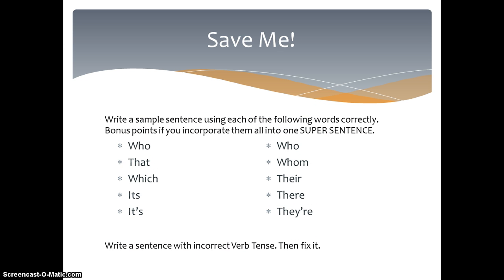Lastly, here's what I need you to do. Take this information. If I don't make it back, you must pass this information along. And the way I want you to pass that along is by writing a sample sentence using each of the following words correctly. Yes, who is on there twice because we used it in 2 different ways this time. So practice these. Then also write a sentence with incorrect verb tense, and then I want you to fix it.